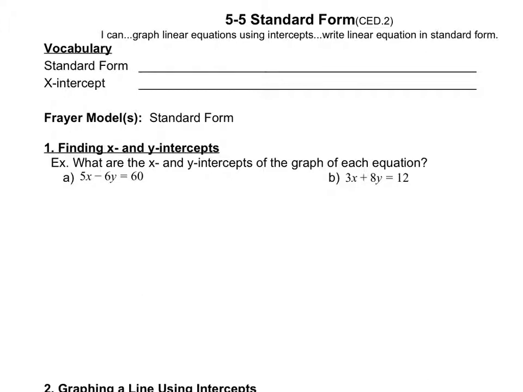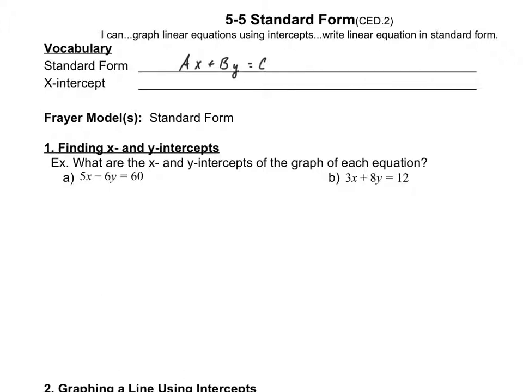And we'll go through and practice some of this, but each form has its own benefit, and in this case we're able to quickly find our intercepts and graph those 2 points to create a line. So as we look here, the standard form of a linear equation is going to be something along the lines of Ax plus By equals C, and A, B, and C are real numbers, and A and B are not 0.